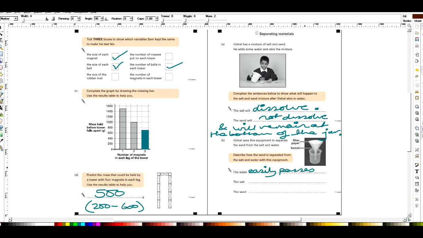Are you writing this down? Easily passes through the filter paper. Okay, the water easily passes through the filter paper. What about the salt? The salt also passes through the filter paper with the water. Yes. The salt easily passes through with the water.